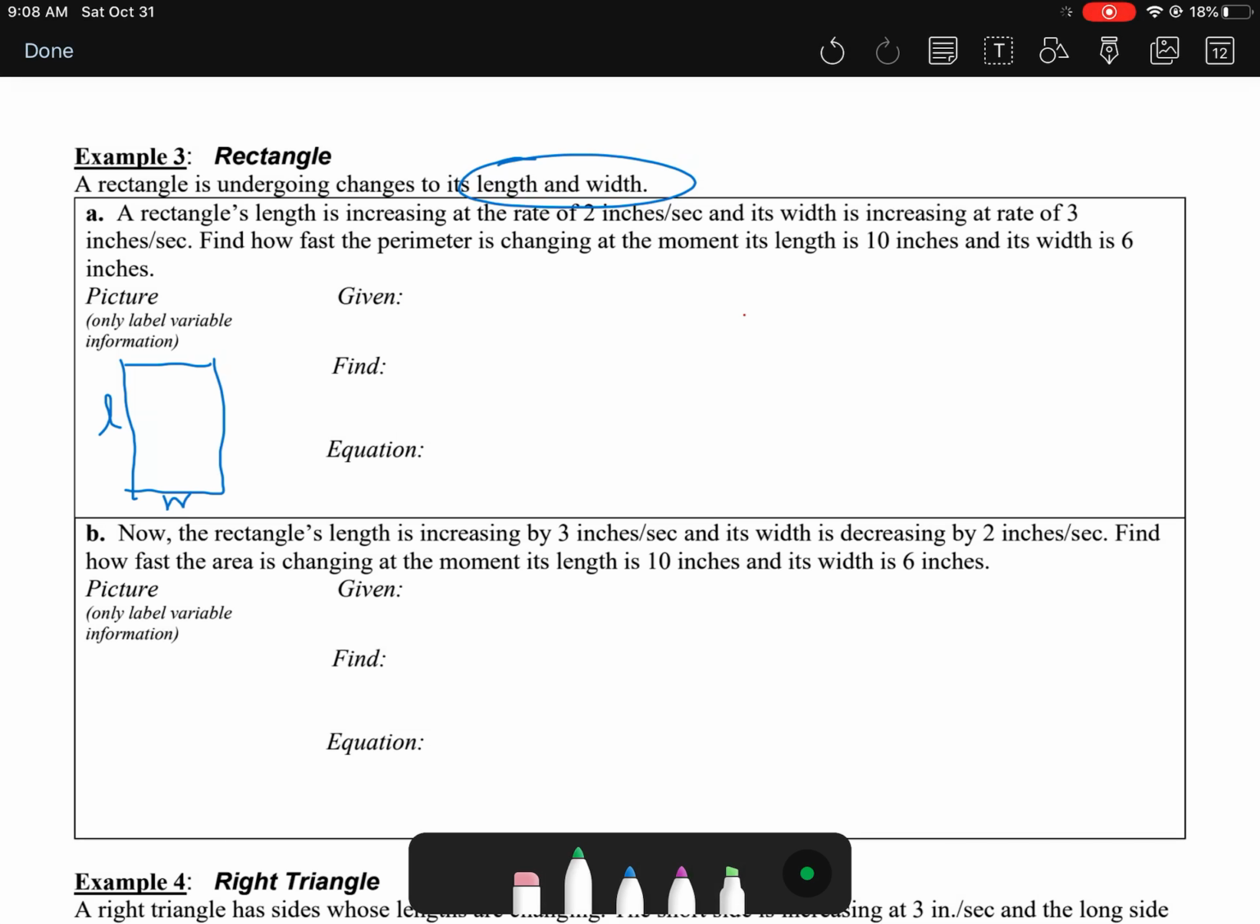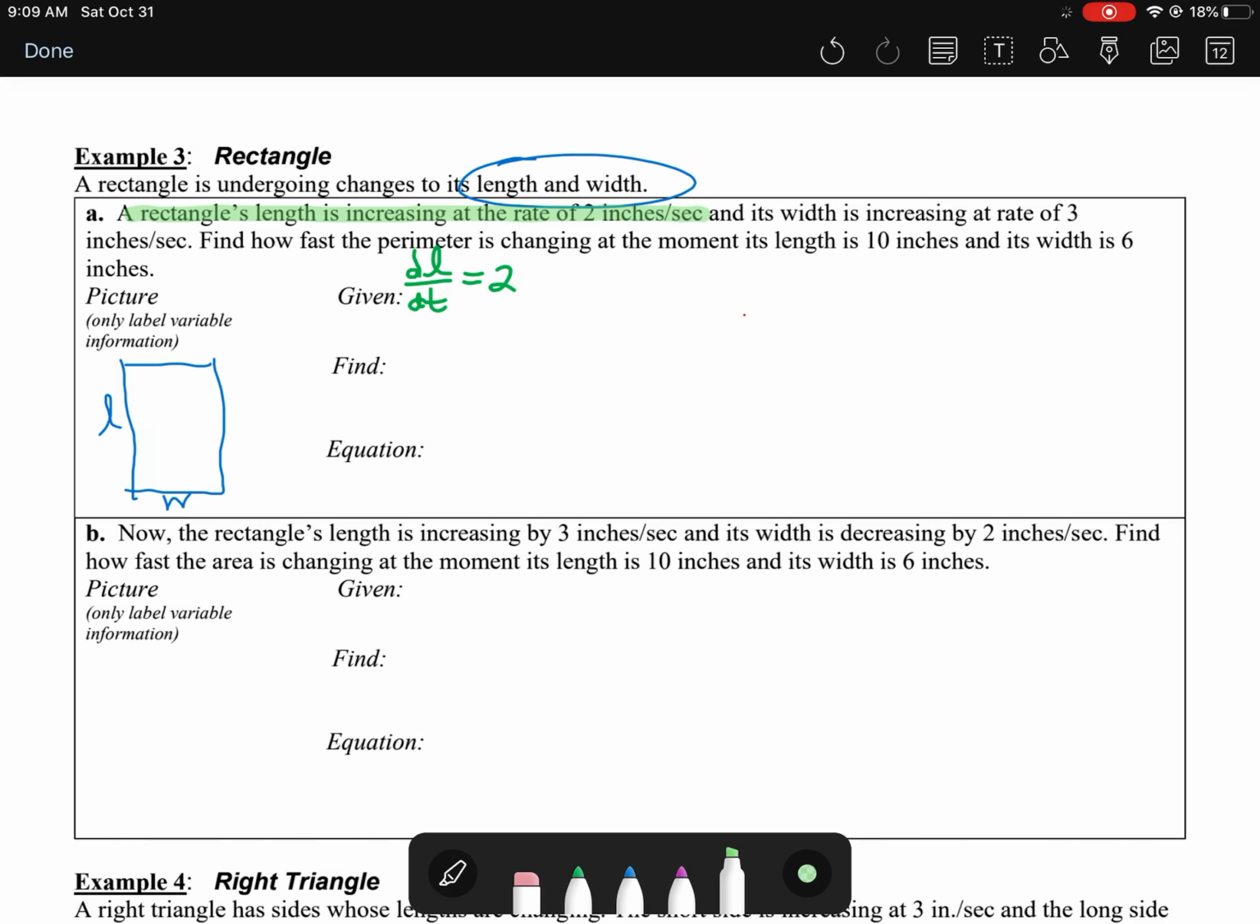Find how fast the perimeter is changing at the moment its length is 10 inches and its width is 6. Okay, so the first thing I'm going to do is figure out what information is given to me in this problem. I know the rectangle's length is increasing at a rate of 2 inches per second. Okay, well, we just practiced writing that. We're talking about length, so I'll say dl/dt, and it's increasing, so that's 2.